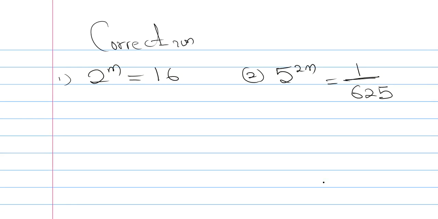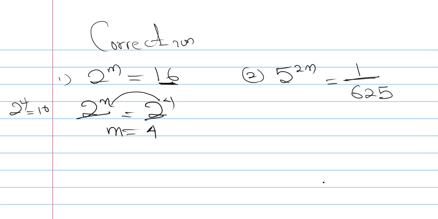Now, we have 2 raised by m equal to this one. Just 2 raised by m equal to the index form of 16, which is 2 raised by 4. Okay? 2 raised by 4 is 16. Now, this one cancels. The power here equal to this one. m is equal to 4. We are done.